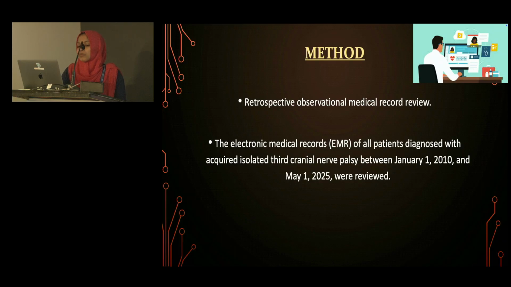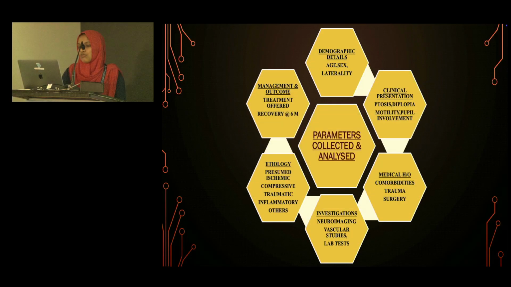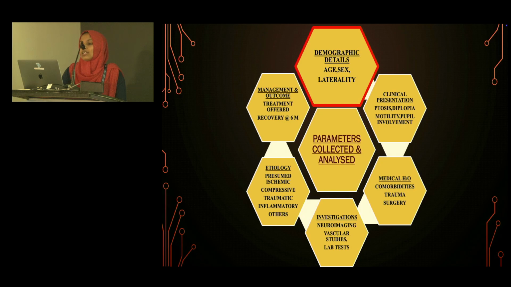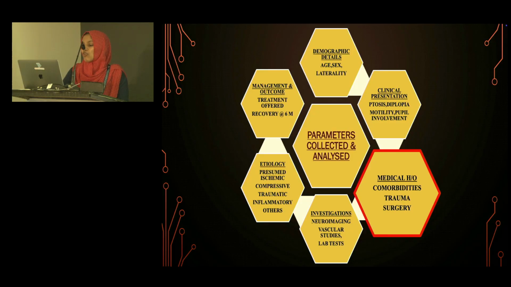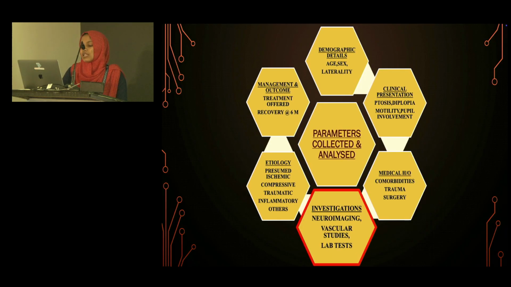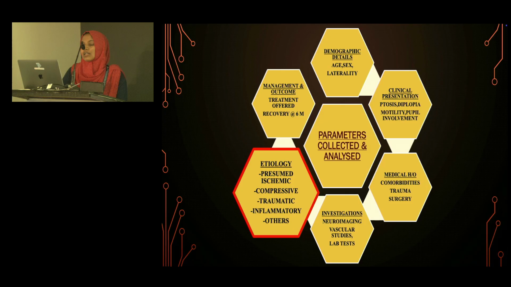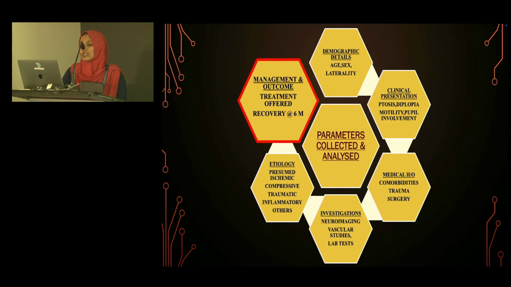For that, we retrospectively analyzed all the electronic medical records of all patients diagnosed with the same between January 2010 and May 2025. We collected data on demographic details, including age, sex, laterality, clinical presentation, ptosis, diplopia, motility, pupil involvement, and medical history of comorbidities, trauma, surgery, and the investigations done, including neuroimaging, vascular studies, and laboratory investigations. Based on this data, we classified the patients into presumed ischemic, compressive, including aneurysms and masses, traumatic, inflammatory, and others, and also checked the treatment offered and recovery status at 6 months.